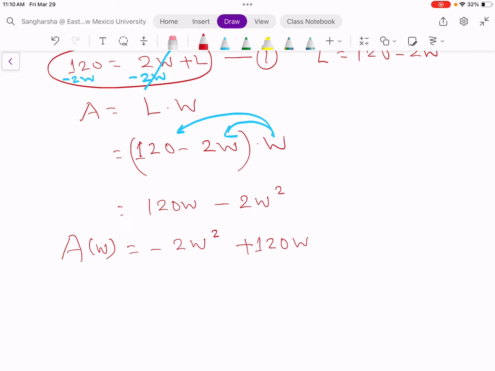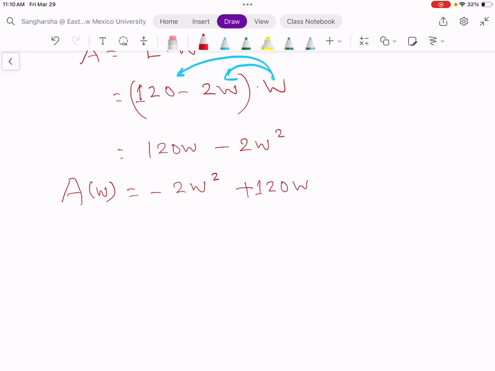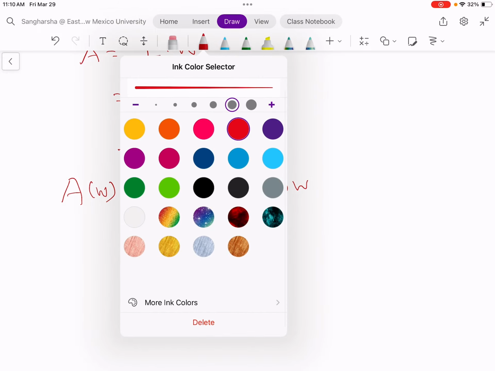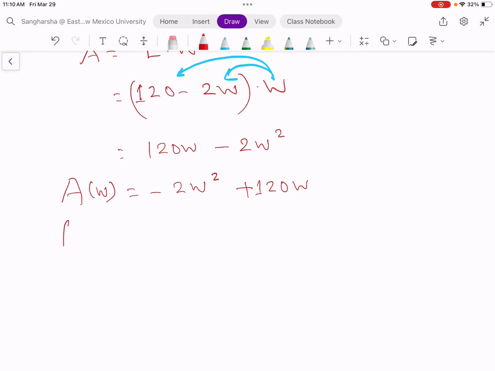We are asked to find the dimension such that we get the maximum area. Finding the maximum or finding the minimum is the same as finding the vertex. So this is the quadratic function, and let's go ahead and find the vertex here. In order to find the vertex, we compare with our function f of x equals ax squared plus bx plus c. Our function is area, our input is W, so a is negative 2, b is 120, and c is 0.